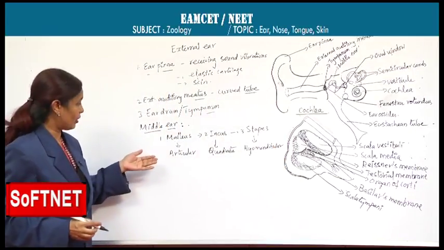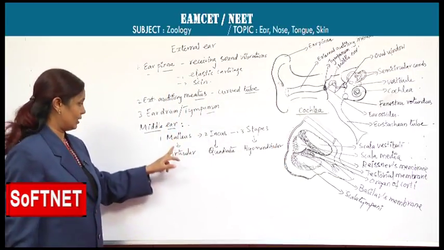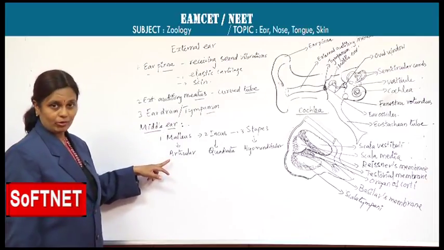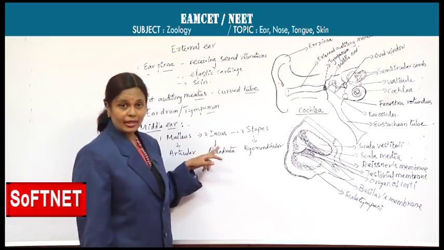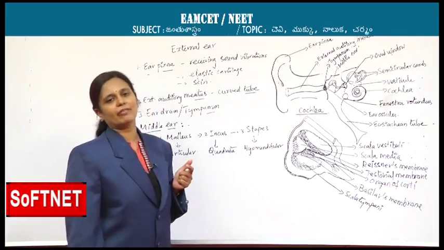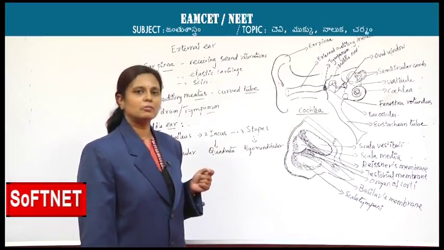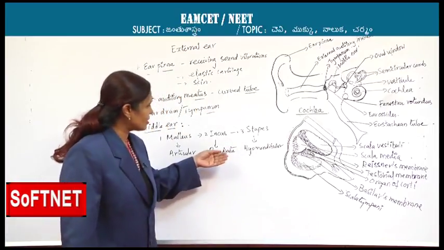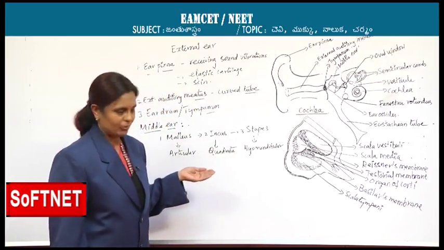So, what is the embryonic origin of the 3 ear ossicles? Malleus is a modified bone called articular, incus is a modified bone called quadrate, and stapes is a modified bone called hyomandibular. So, this is about mammals. In particular, we are talking about human beings.